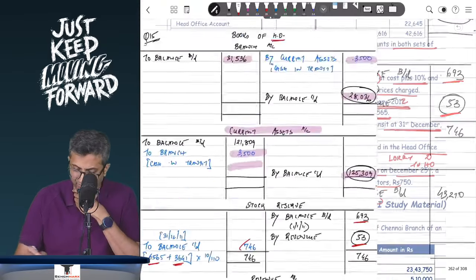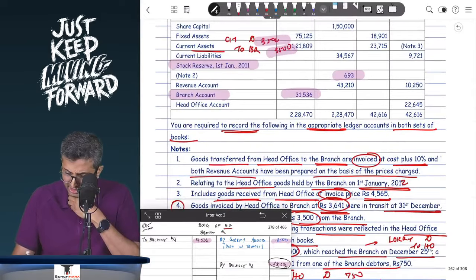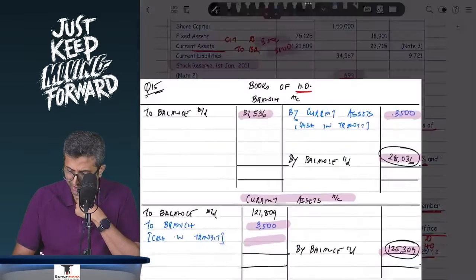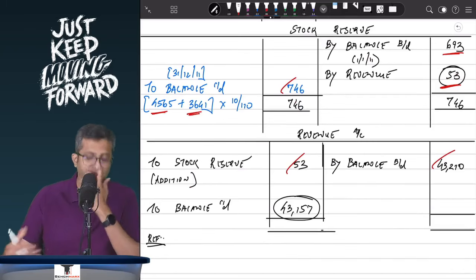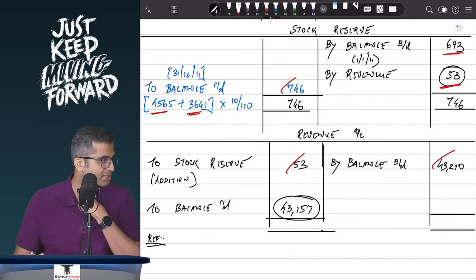Now if I go to see, in this case, there's a revenue account or profit account of 43210. Out of 43210, this 53. Further, stock reserve adjustment will be subtracted and hence you'll be left with 43157.